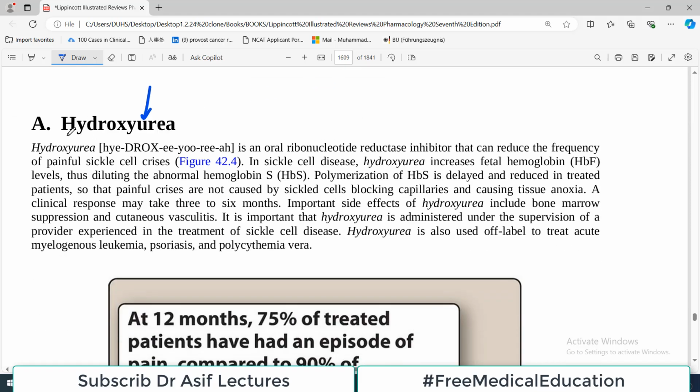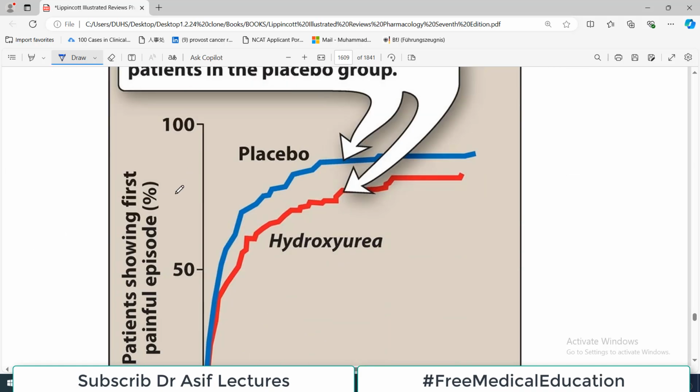Now this particular drug hydroxyurea is given orally, and it's a ribonucleotide reductase inhibitor, and it can reduce the frequency of the painful sickle cell crisis. Now you should know that patients with sickle cell disease may actually demonstrate a normal lifetime, but at times, such as if they have infection or situations of hypoxia or any stress, so there are conditions जिसमें sickle cell crisis develop होते हैं, and then there are painful crises in different parts of the body. So उसको stop करने के लिए, उसकी frequency को रोकने के लिए hydroxyurea is a very nice drug, okay?